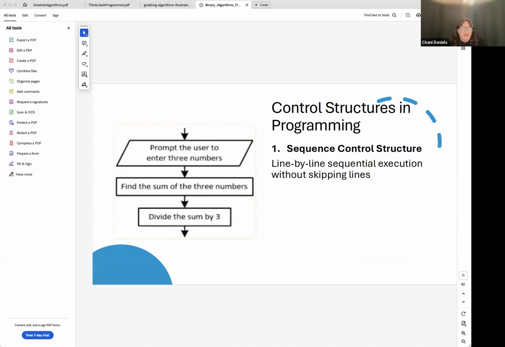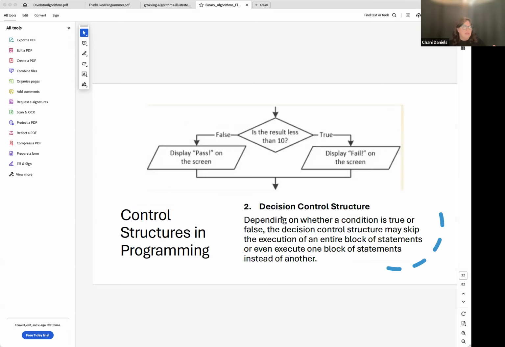There are certain control structures, right? Sometimes it's called a sequence control, and that's what you were seeing in this one, where it's just 1, 2, 3. One has to happen before the other has to happen, right? Until you get input from the user, you can't sum the numbers and you can't divide the numbers. So that's your sequence control, where it's going in sequence.